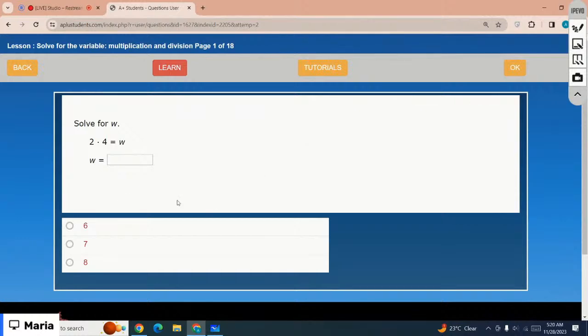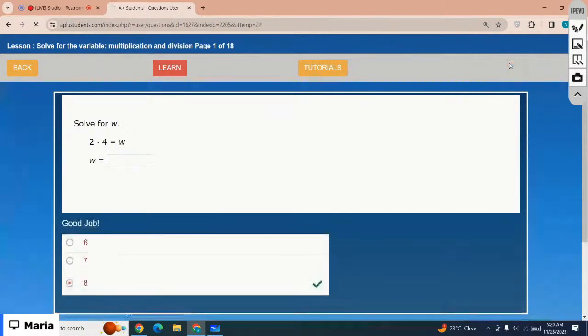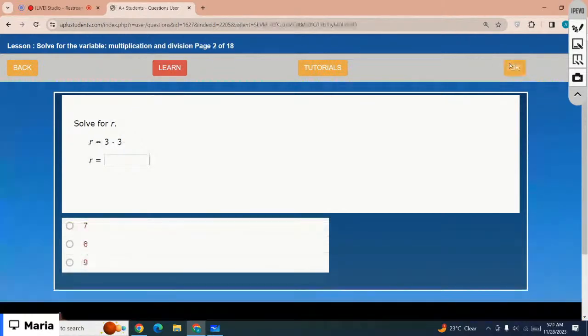Two times 4 equals 8. The correct option is 8. Write the answers once. r equals 3 times 3, which is the correct option. It is 9. The correct option is 9.